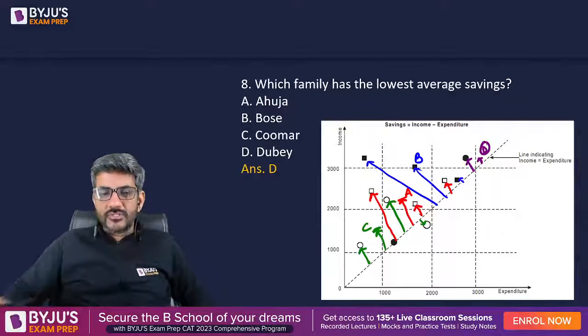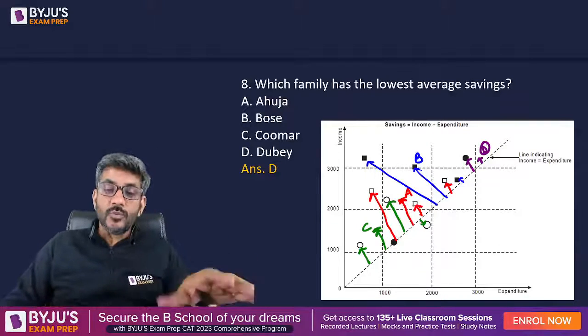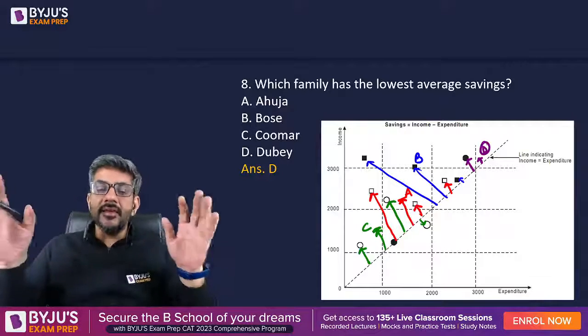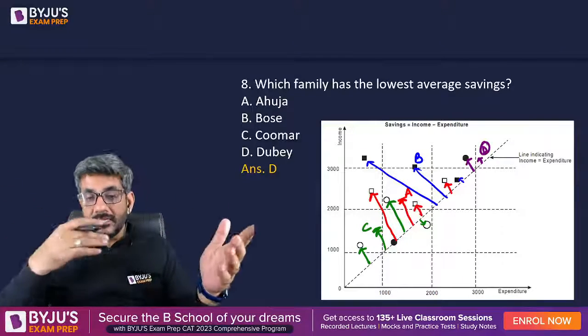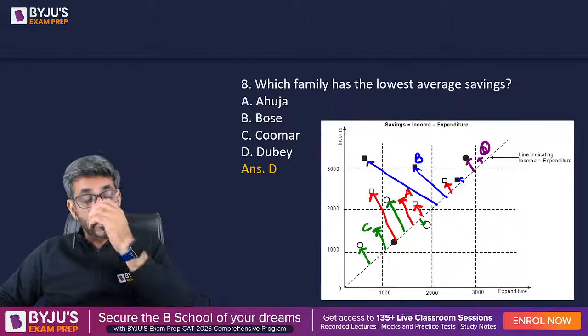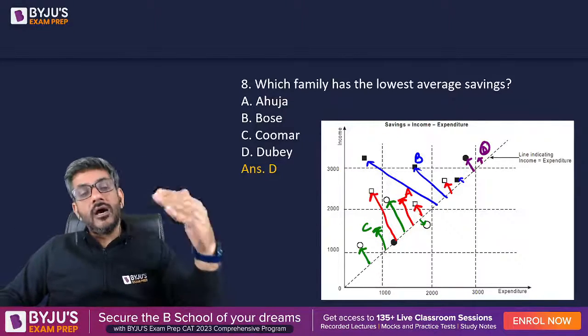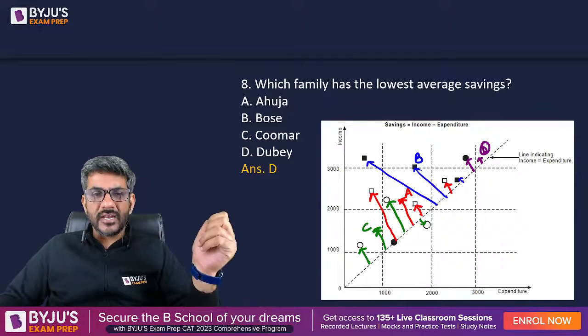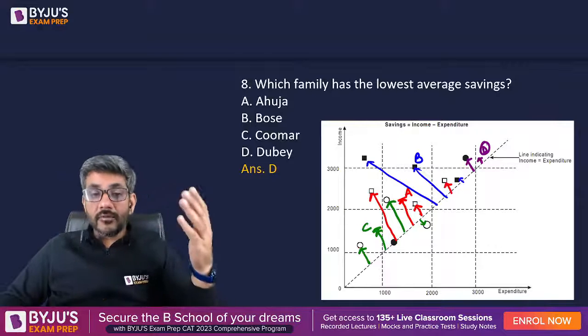So you just had to see these graphs this way to answer that. We were not paying attention to the 1000, 2000, 3000 figures. It was very easy for us to see who is how far from the line, because the farther you are from the line, the more are your savings if you are on the positive side. Anyways, we have just one member on the negative side. So how far you are on the positive side.